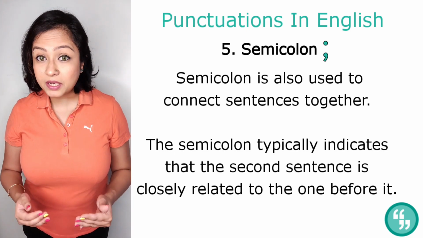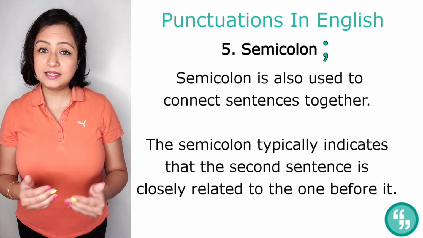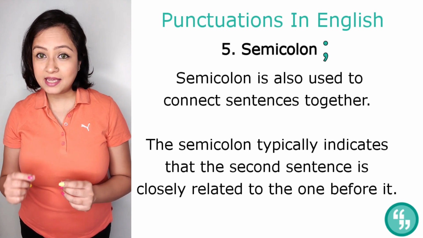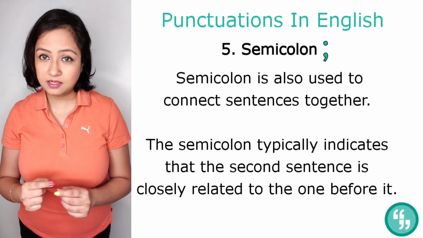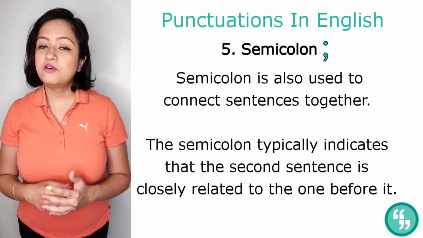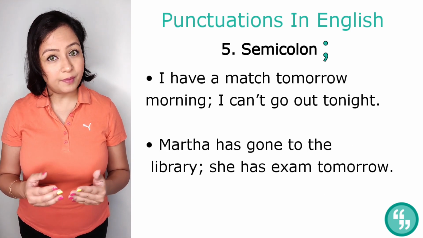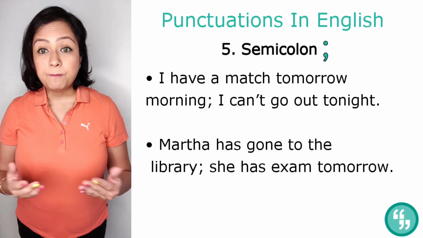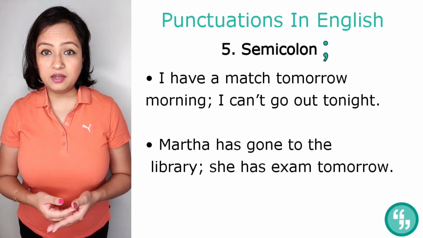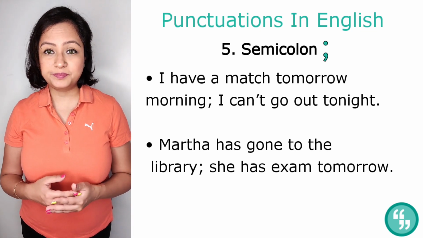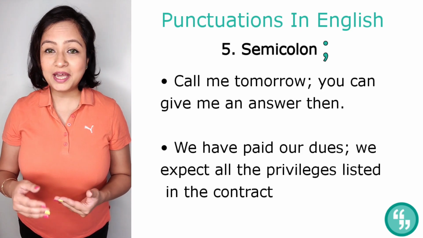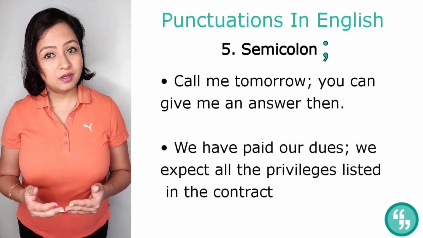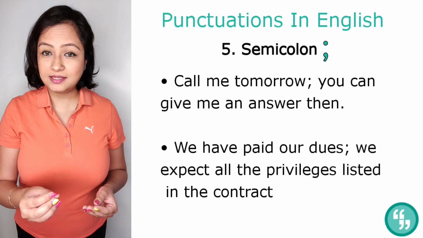Semicolon. Semicolon is also used to connect sentences together. The semicolon typically indicates that the second sentence is closely related to the one before it. For example, I have a match tomorrow morning; I can't go out tonight. Martha has gone to the library; she has exam tomorrow. Call me tomorrow; you can give me an answer then. We have paid our dues; we expect all the privileges listed in the contract.